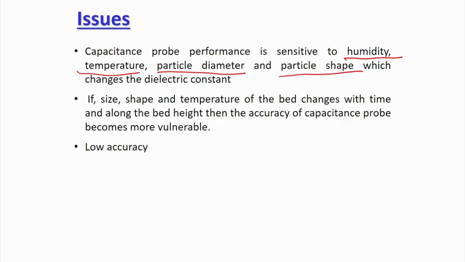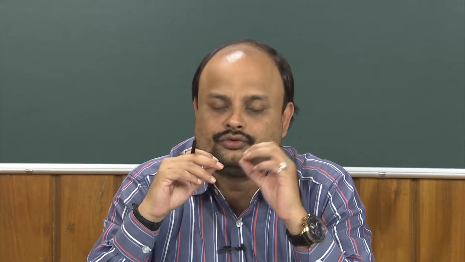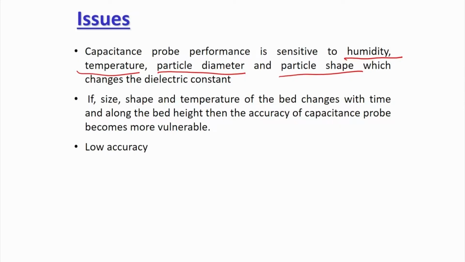So, you need to understand what the humidity is. If the temperature changes during the operation, again your capacitance value will change. Particle diameter, you should understand what the particle diameter is, because all these things will change your measurement volume. That is the reason the capacitance probe is used, but it is very sensitive to these parameters, and if you change any of them your measurement volume will change.